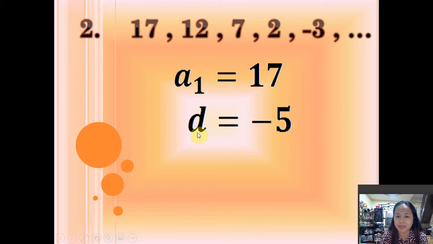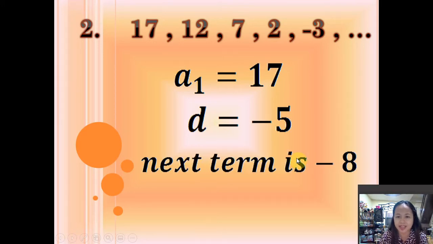Take note, common difference is denoted by D. Okay, so we don't need to write the whole two words as common difference. We will simply use D. That would represent the common difference. And the next term is negative 8. How did we get negative 8? By simply adding negative 5 to negative 3. So negative 3 plus negative 5 is negative 8.